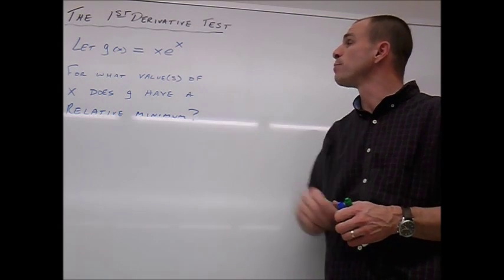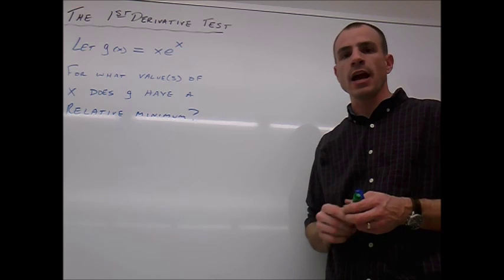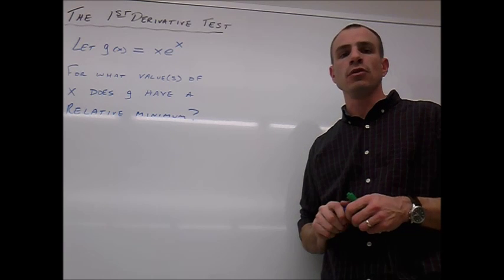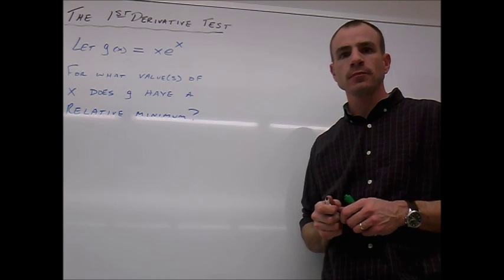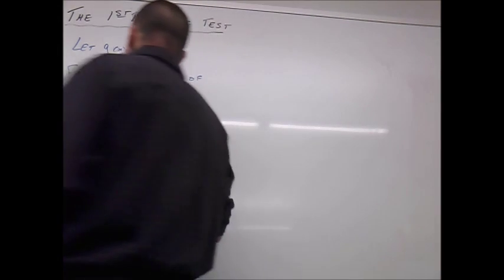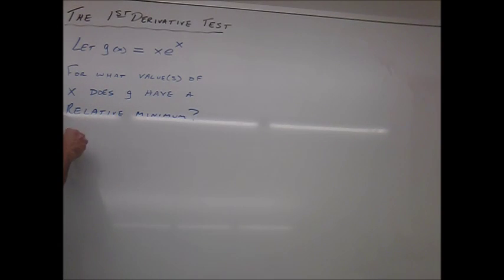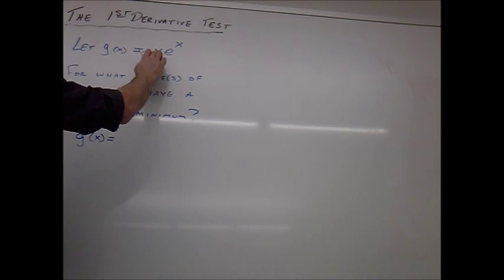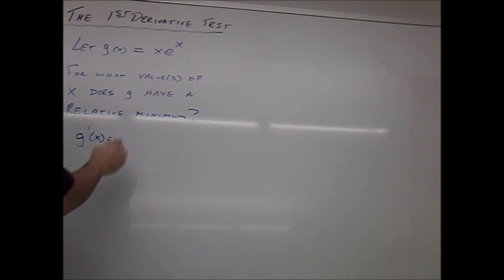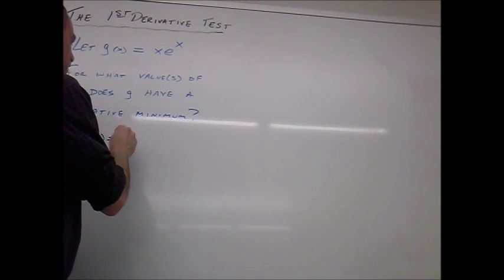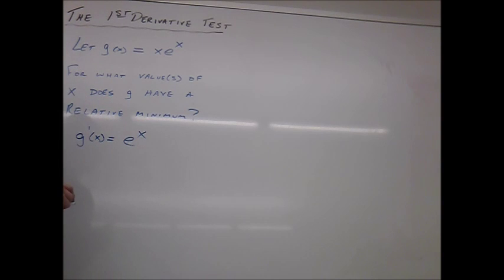We have to define g prime. We have to find the derivative of x e to the x. Which rule should we use to get g prime? Okay, hopefully you picked product rule, and that would be correct. So here we go. G prime of x. We're going to derive the first. The derivative of x is 1, which I'm not going to write. And then times e to the x.